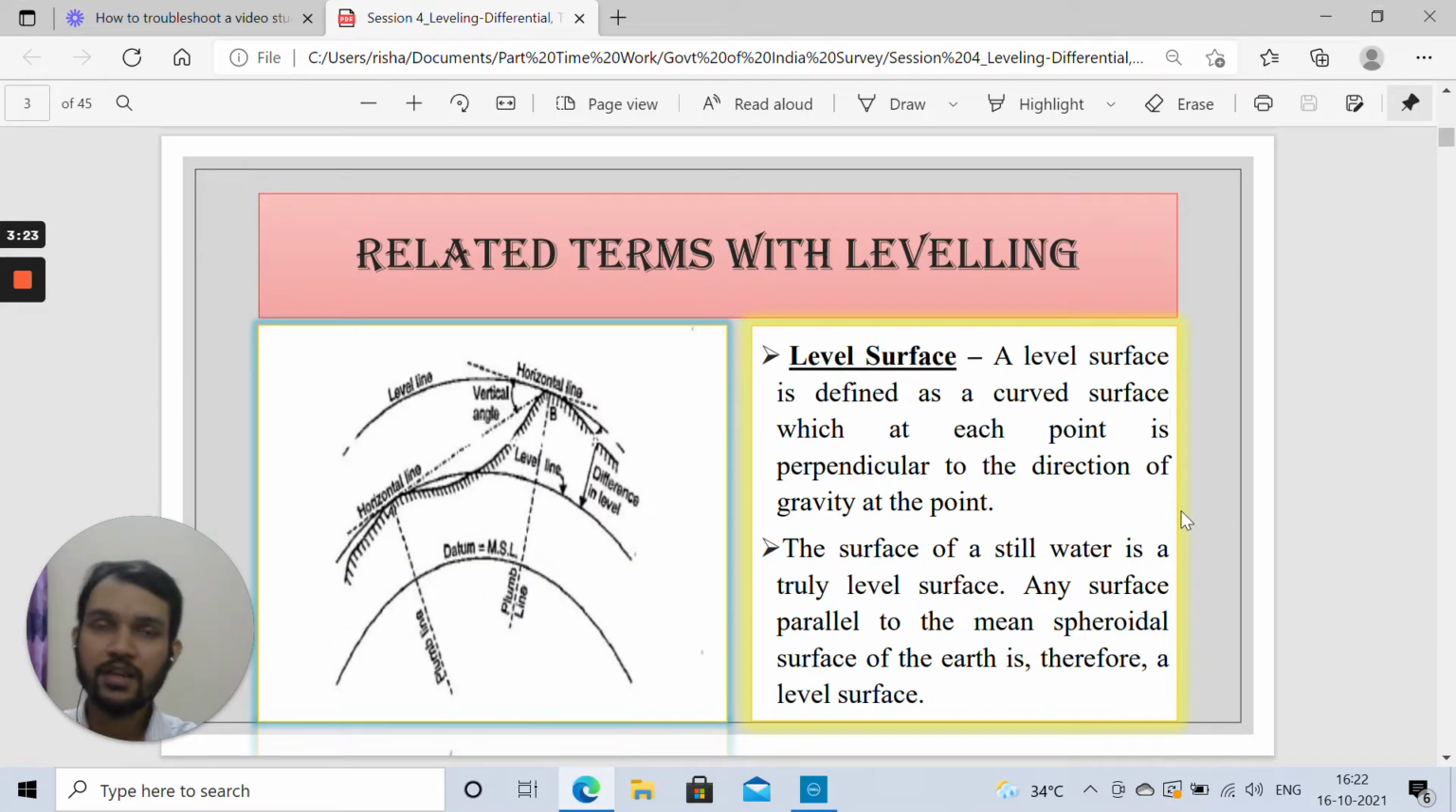Now, before starting with the equipment required to conduct the leveling exercise, we will first discuss a few terms that are very important and whose understanding is required. First thing is level surface. Every time we discuss leveling, what do we mean by level surface? For that, the first thing we need to understand is that the earth's surface is not exactly horizontal. It is circular at the outer end.